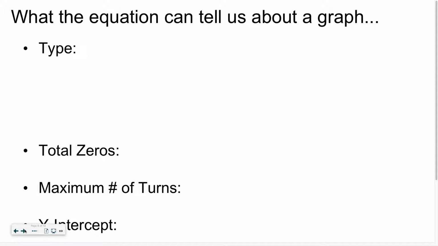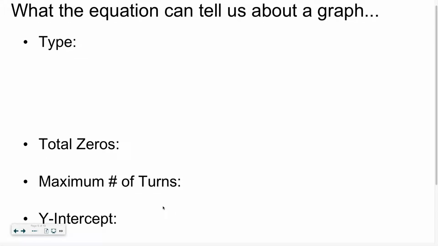Okay, so on this slide I'm going to talk about the type of polynomial that it is. I'm going to talk about the total number of zeros. I'm going to talk about the maximum number of turns, and that's a y-intercept at the bottom.